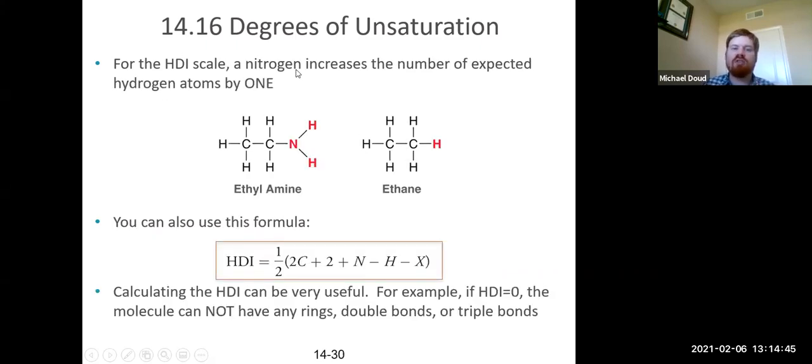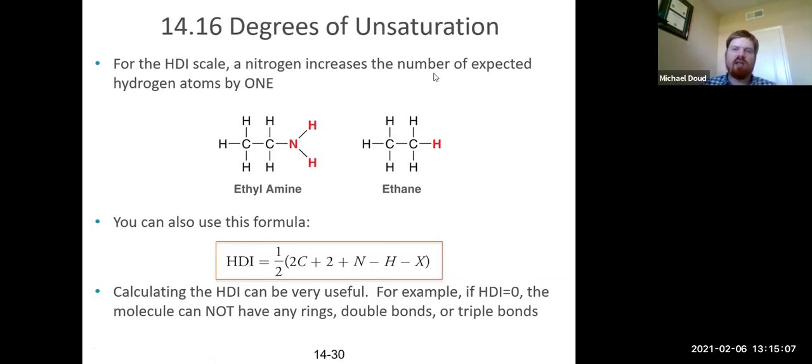Now, if you add in a nitrogen, that actually increases the number of expected hydrogen atoms by 1. So in other words, rather than oxygen, you know nitrogen is trivalent. So if you stick a nitrogen on the end of ethane, rather than a hydrogen, you get ethylamine, and then that leads on to 2 separate hydrogens there.